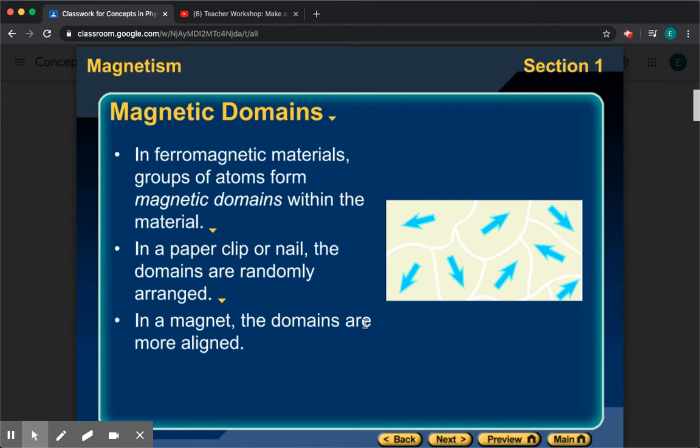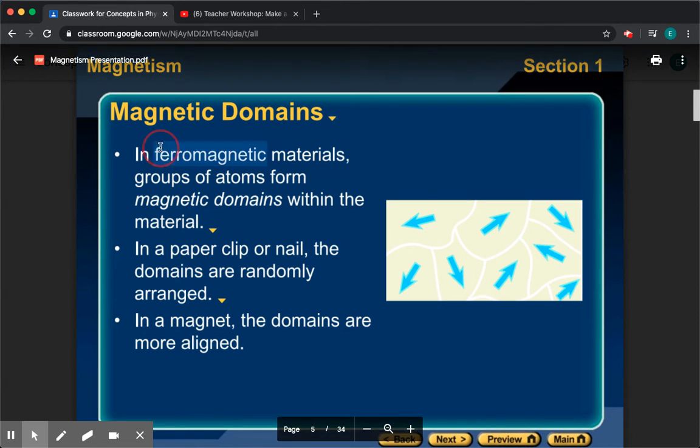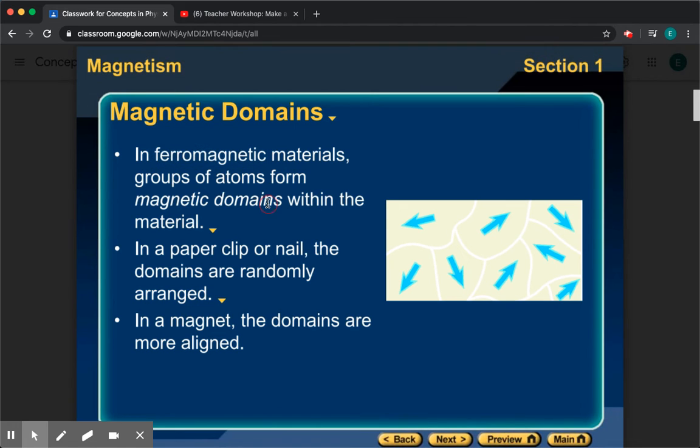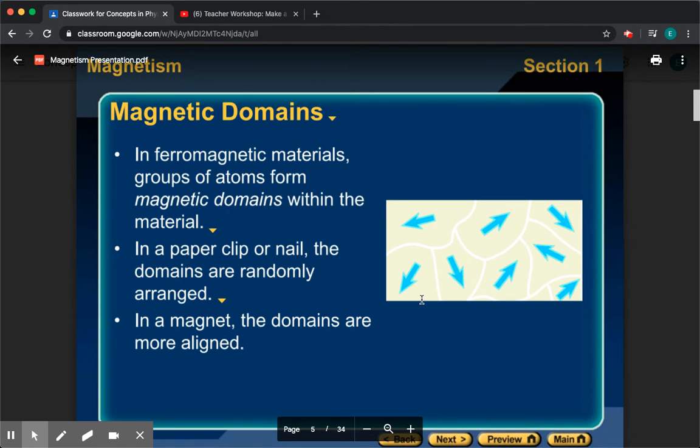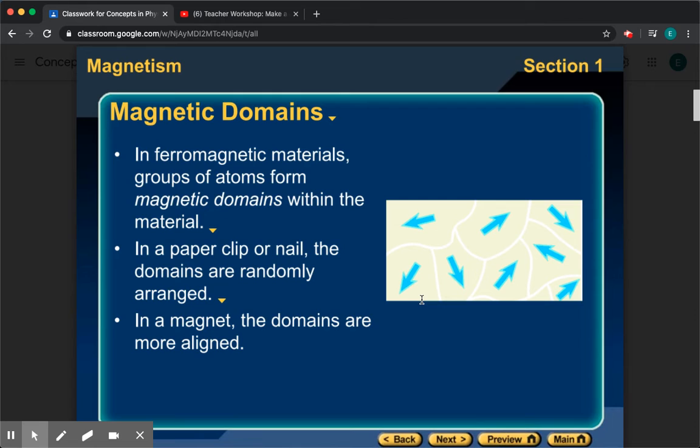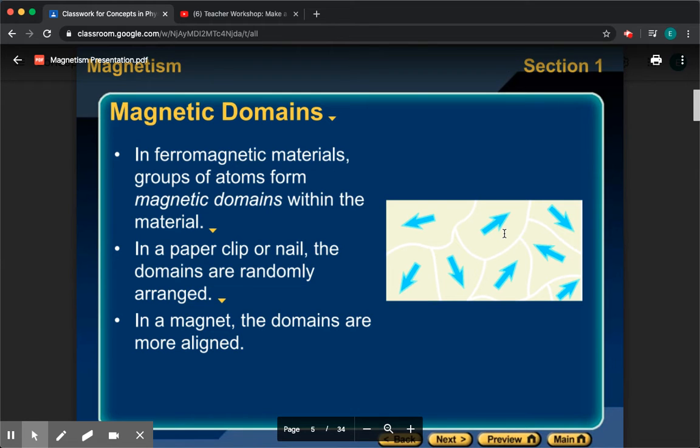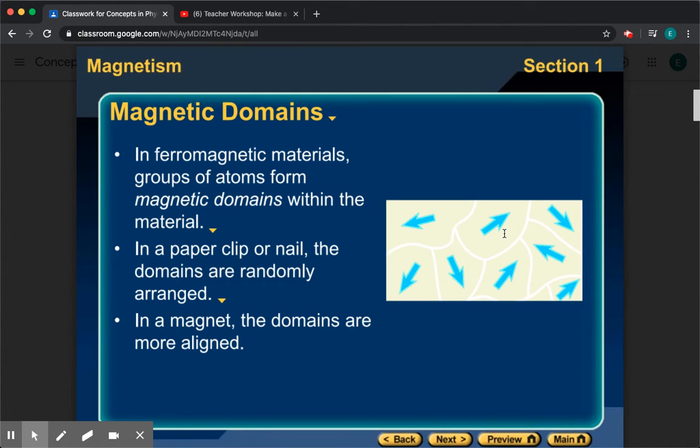So because iron is a ferromagnetic material, that means it has magnetic domains that can be aligned. So when you bring the nail to the magnet, these arrows inside the nail temporarily become aligned. And when they temporarily become aligned, the iron nail temporarily becomes a magnet. And that's why it sticks to the magnet.